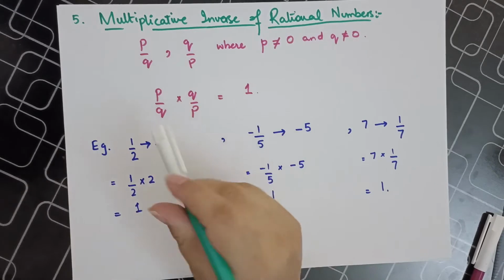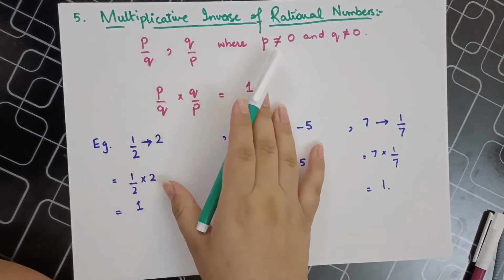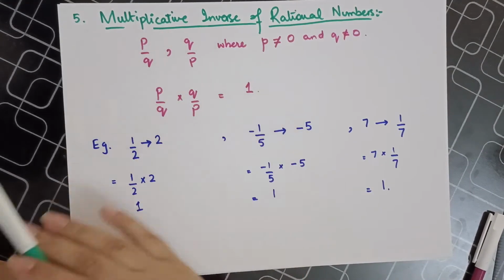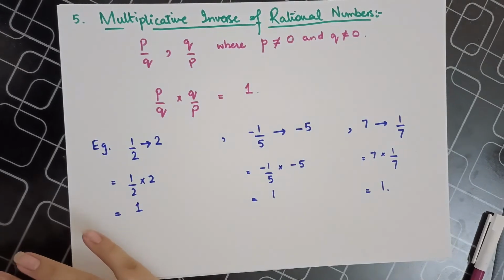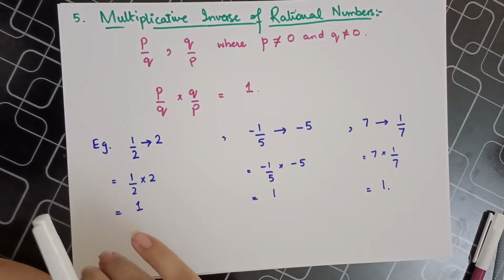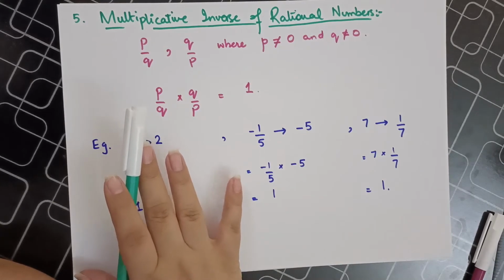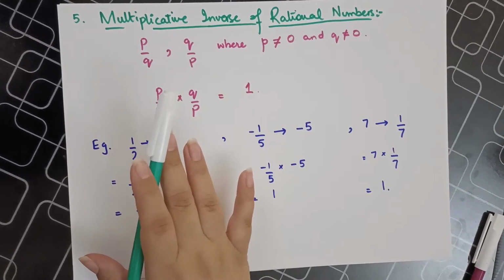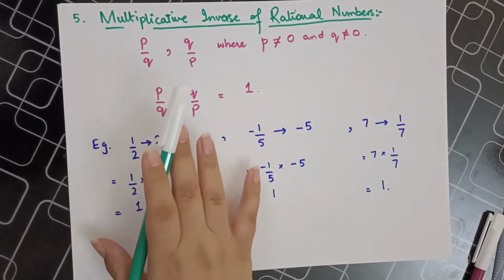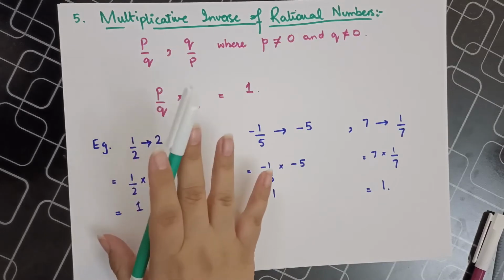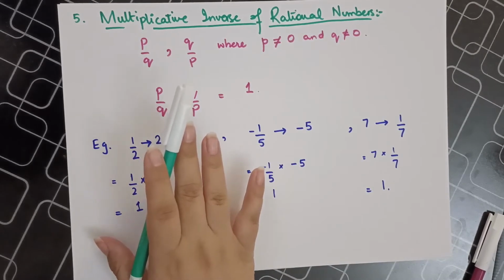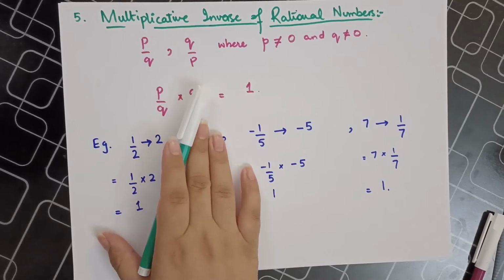So today we're going to discuss part 6 of the chapter rational numbers, which is the multiplicative inverse of rational numbers. I've already uploaded videos on the introduction of rational numbers, addition of rational numbers, subtraction of rational numbers, additive inverse, multiplication of the rational numbers, and now we're going to discuss the multiplicative inverse of rational numbers.